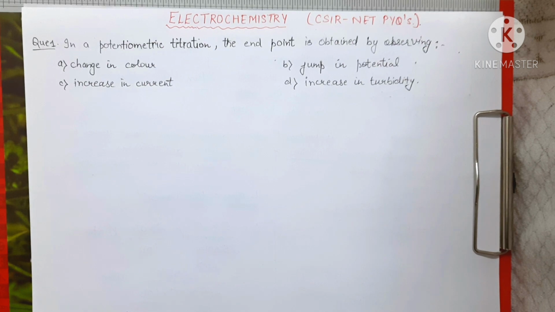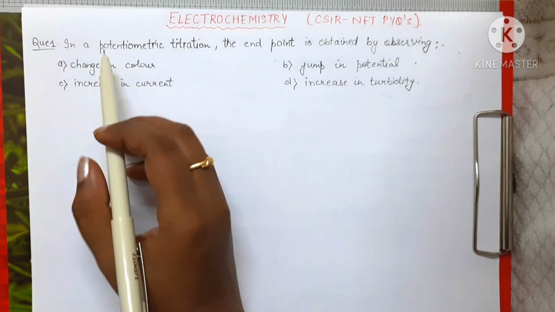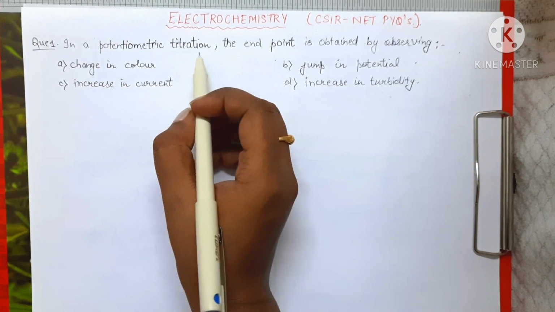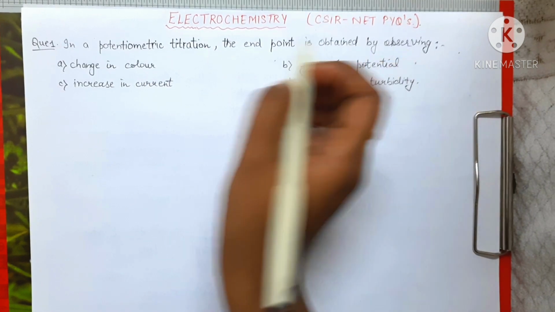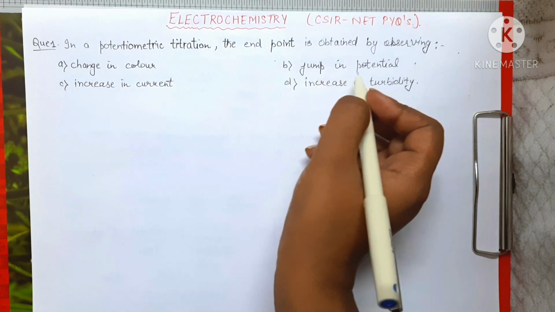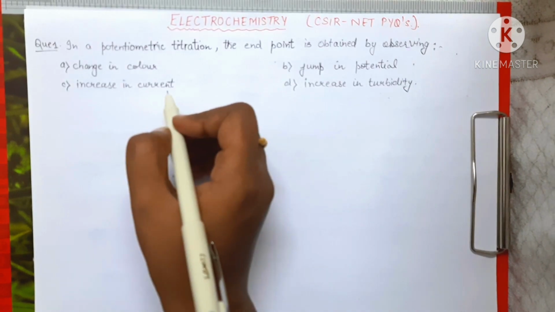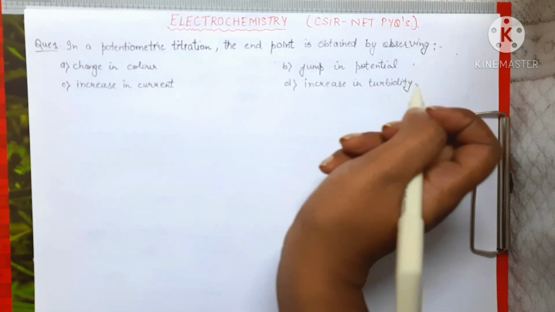So today in this video we are going to start with the previous year questions of electrochemistry which were asked in the CSIR NET exams. The first question which we are going to discuss says that in a potentiometric titration the end point is obtained by observing change in color, jump in potential, increase in current or increase in turbidity.